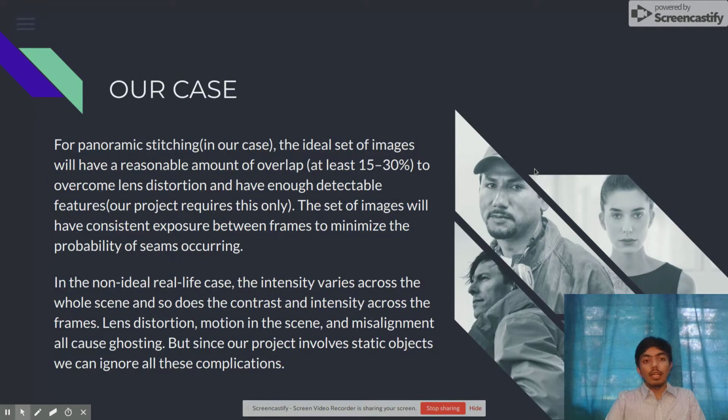Also, with multiple viewpoints, the depth also comes into play. In our case, the ideal set of images will have a reasonable amount of overlap, given that the scale is pretty small, and the set of images will have consistent exposure between frames to minimize the probability of seams occurring. However, which is where we will be benefiting, since our project involves static objects and is on a lower scale.